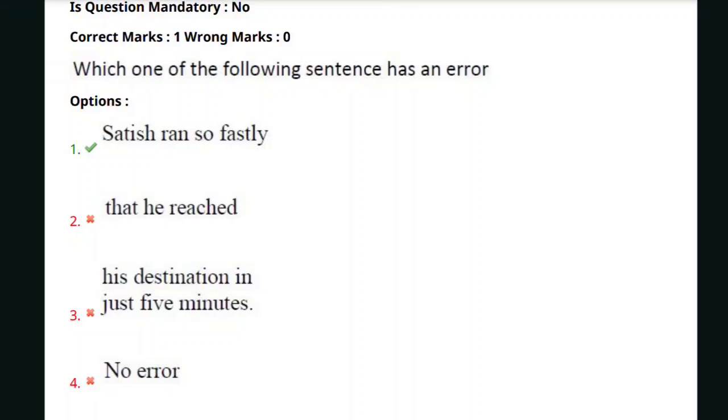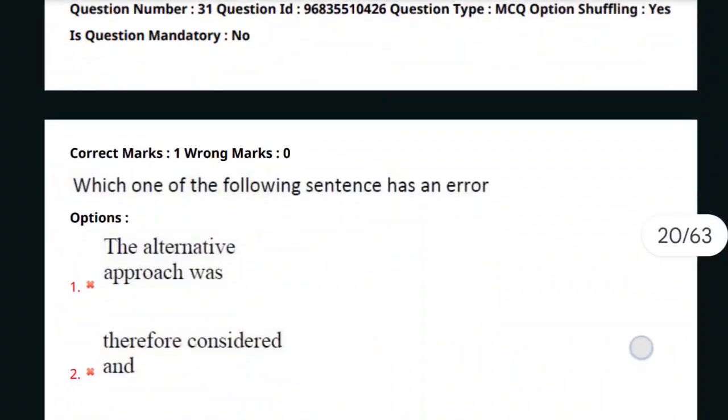Satish ran so fast that he reached his destination in just 5 minutes. So the correct sentence is, Satish ran so fast that he reached his destination in just 5 minutes. So the answer is, Satish ran so fastly. The error is in the first sentence, that is, Satish ran so fastly. The error is with the adverb fastly. Let's move towards next question.